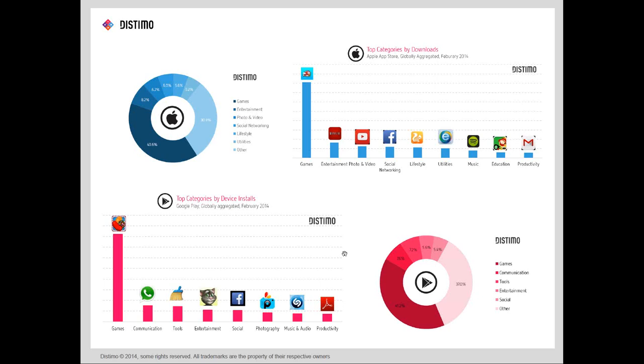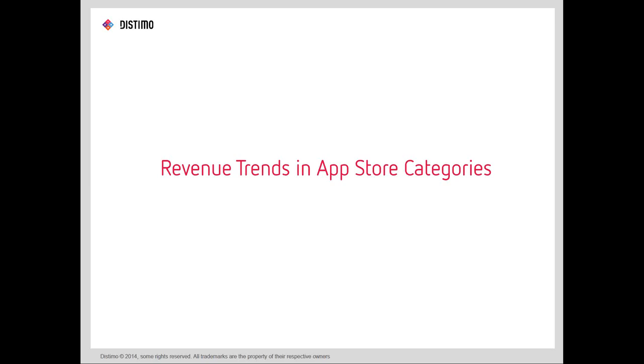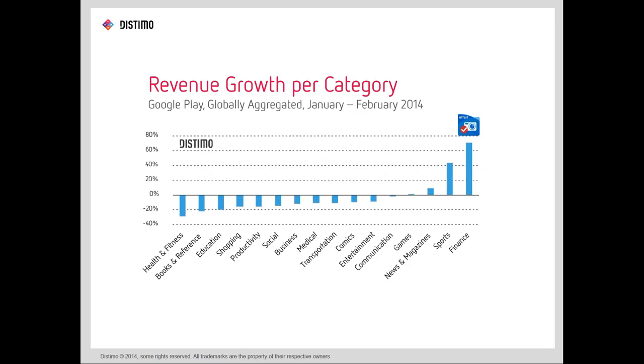I mostly focused in the report on the other categories, and that was the motivation behind this month, to see what's happening also in the categories, not necessarily just at the top, but the overall trend. And this analysis led to interesting findings when we compared revenue per category in February compared to January.